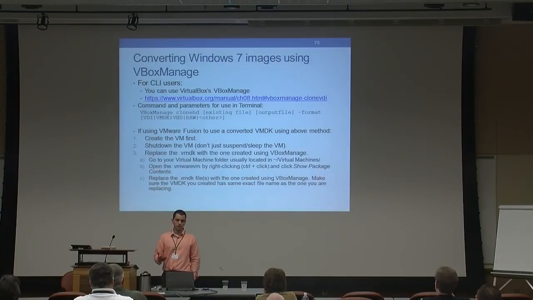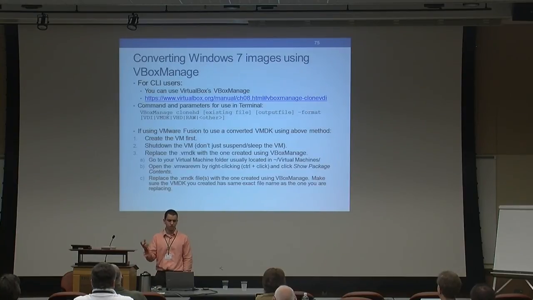One of the things that VBoxManage lets you do, and this you can do on a Mac, if you already have either a raw image file or a VDI file or a VHD, is use this command line to convert it to another format. And in my example, let's say I wanted to do this for VMware Fusion.